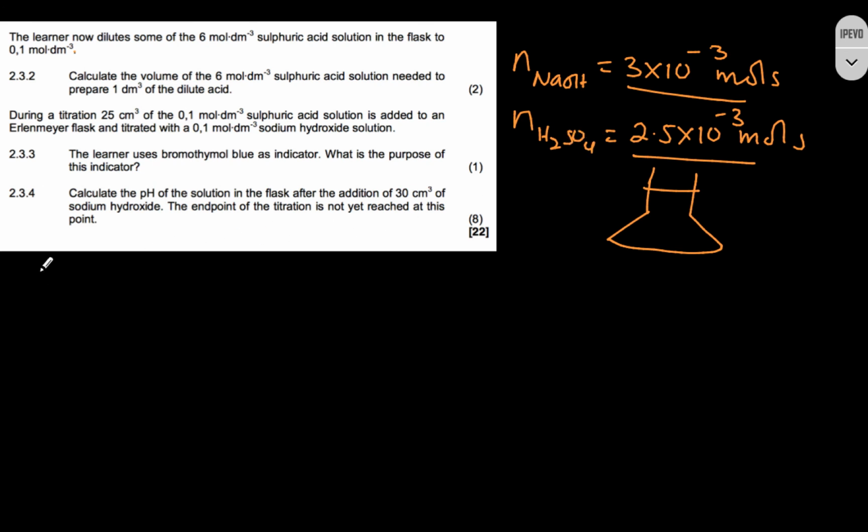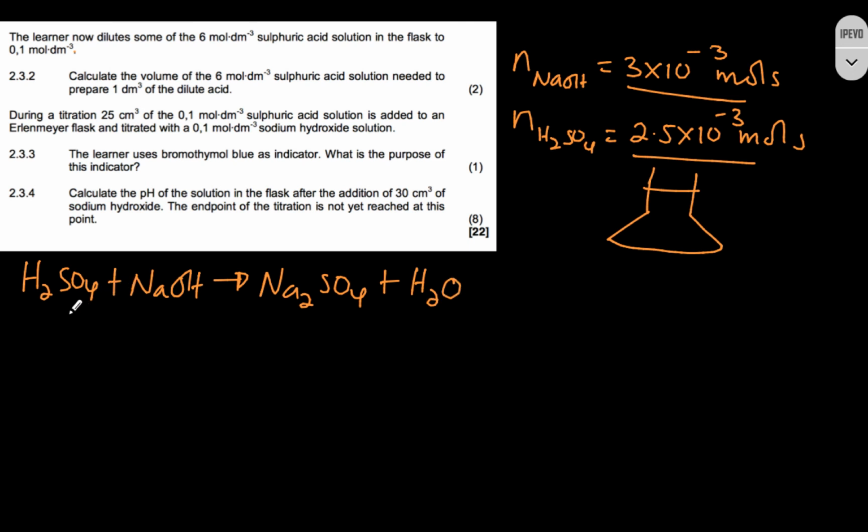So we know from this equation here, H2SO4 plus sodium hydroxide gives us sodium sulfate plus H2O. As you can see, if we balance this equation, this is going to be 2, 2, and then it's going to be 2 here. Right, so from this equation, we can see that 1 mole of sulfuric acid reacts with 2 moles of sodium hydroxide.